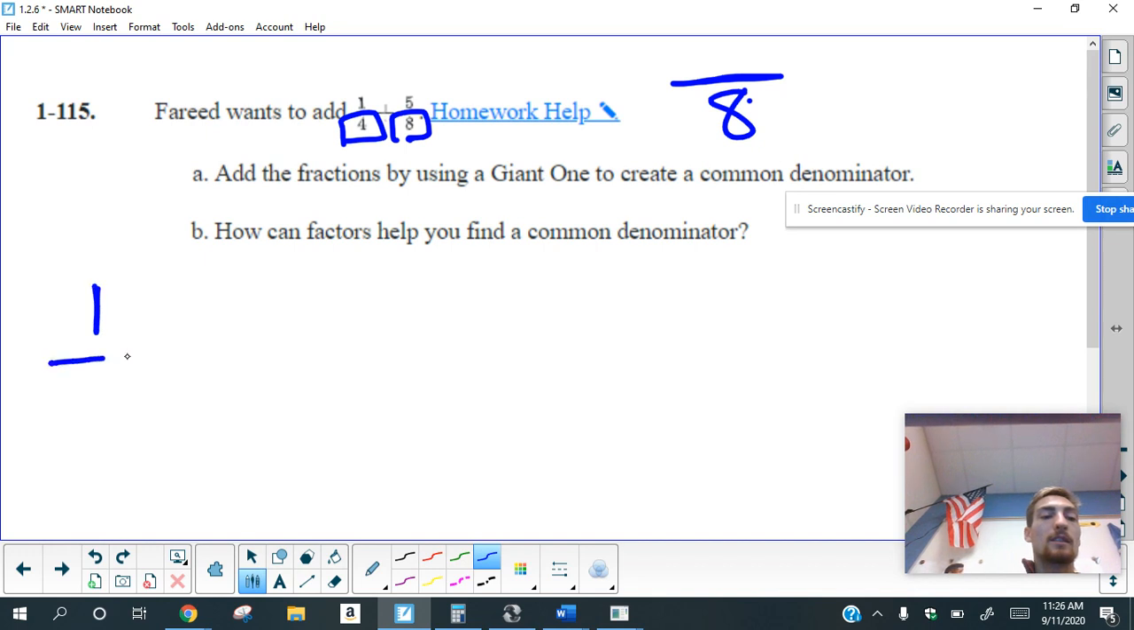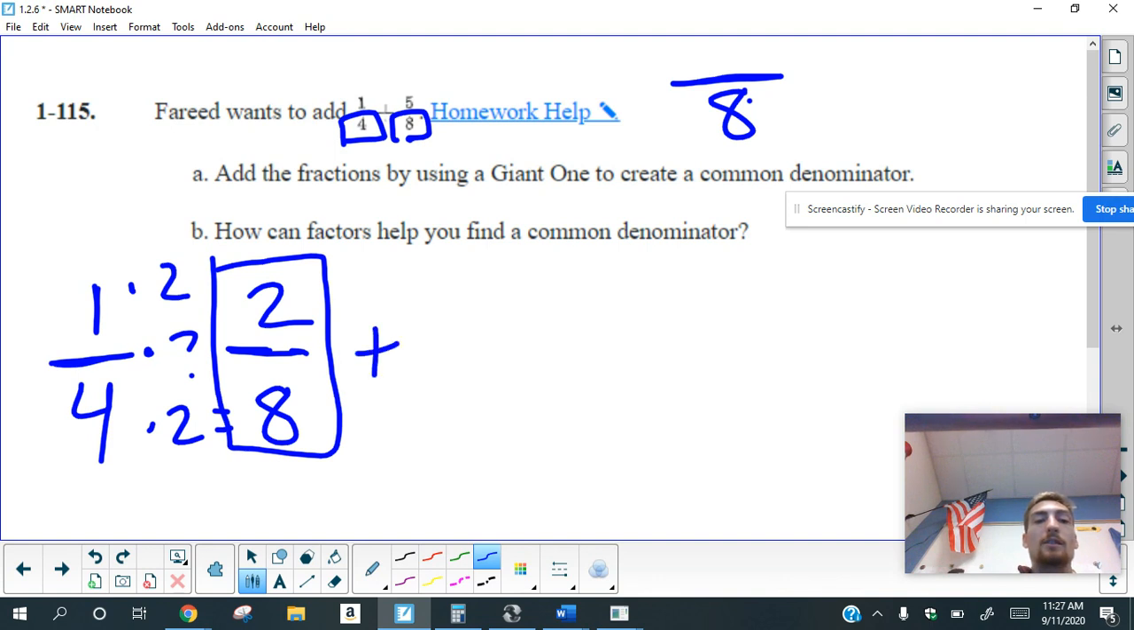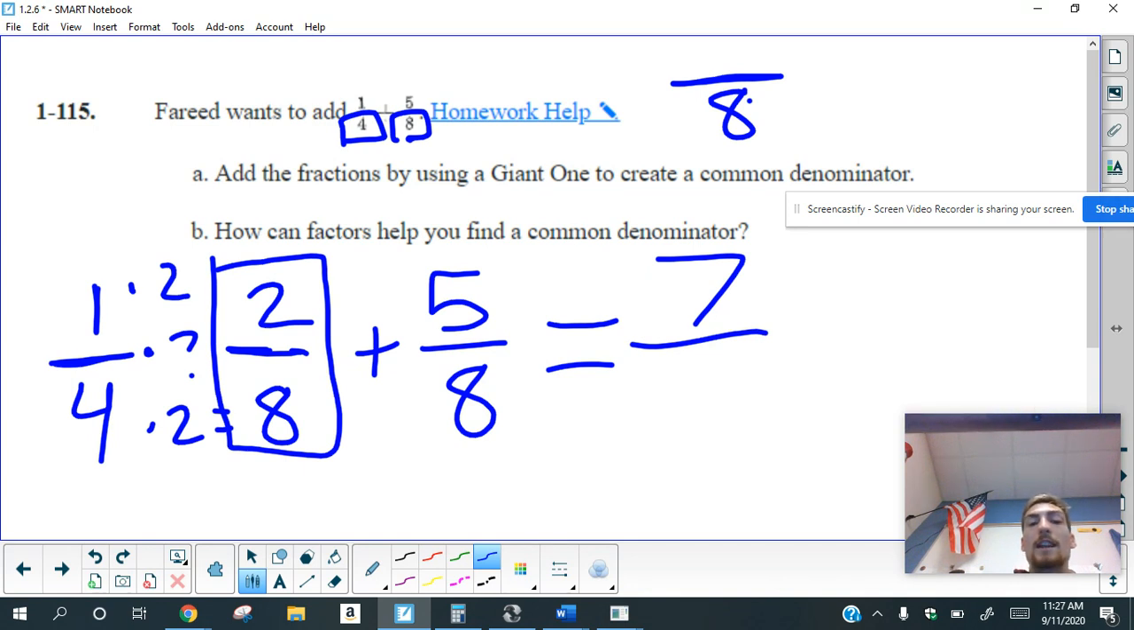And so I have to figure out what 1 over 4 multiplied by what gets me to a number over 8. Well, I'd have to multiply 4 by 2 on the bottom to get to 8, so I have to multiply the top number by 2, and if I do that, it's going to give me 2. And so 1/4 is equal to 2 over 8. And then I have to add that to my other fraction, 5 over 8. And if I add 2 plus 5 on top, I'm going to get 7. And since we're adding fractions, we're going to keep the denominator the same. And my final answer would be 7 over 8.